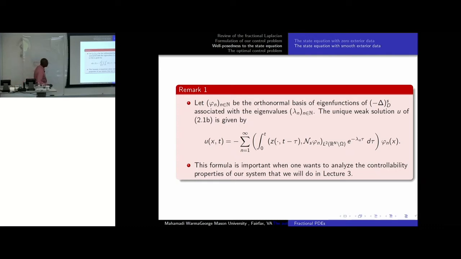That is sometimes useful. Here we will not use it, but it is sometimes useful if you want to do controllability of this problem. You can use this explicit formula to try to control our system.